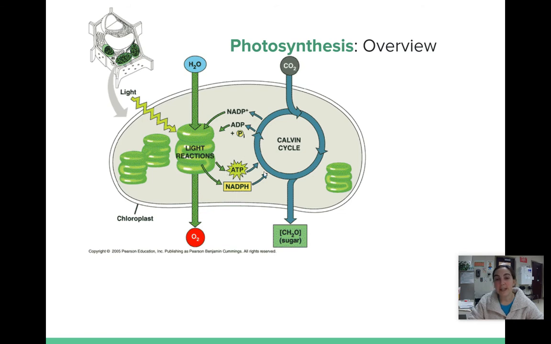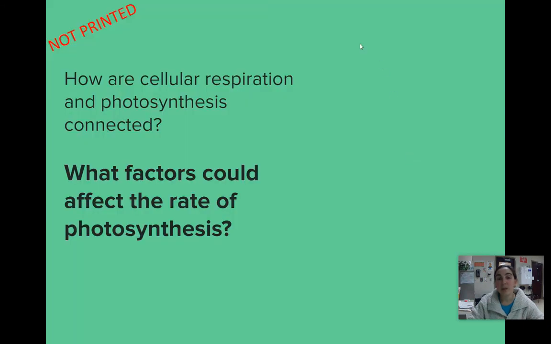The ATP is then used to take carbon dioxide and the hydrogen that's brought over on that electron carrier and use that to build glucose molecules, to build those sugars in a process known as the Calvin cycle. So those are kind of the 2 main steps, and we will go more in detail with those on Thursday. Today, though, I just want you to think a little bit about how this process of photosynthesis is connected to cellular respiration and what factors might affect the rate or the speed at which photosynthesis happens.